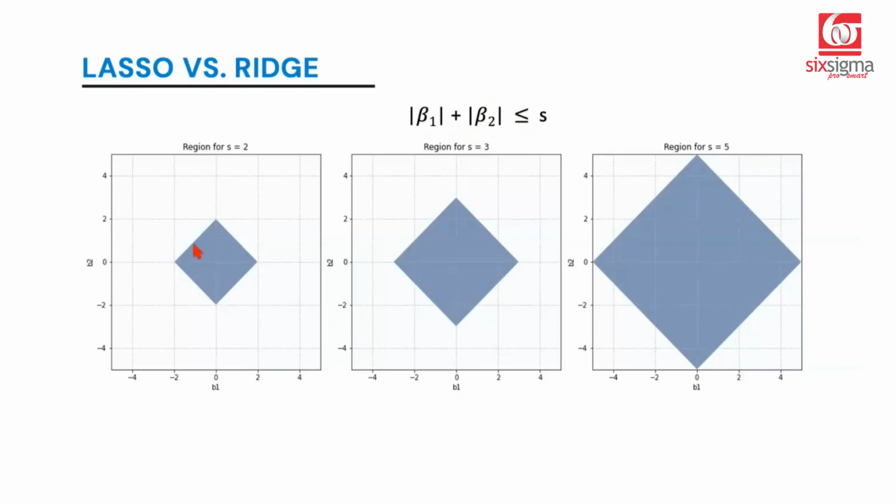If you try to look at this geometrically, this forms a region enclosed between these four lines. And as you can see, the size of this geometry increases as the value of s increases.